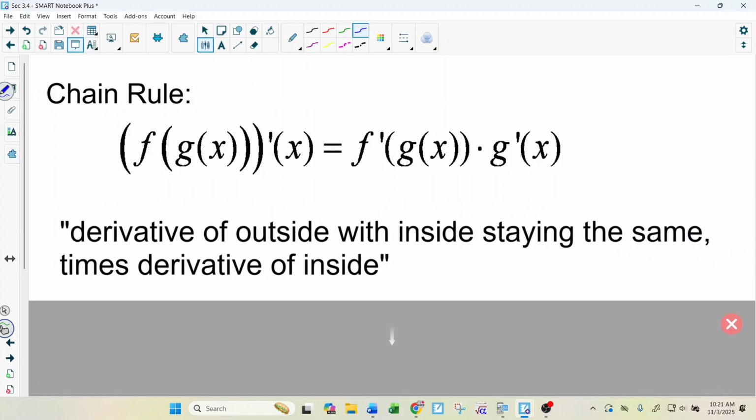So for chain rule, we're going to say this. Derivative of the outside with the inside staying the same times the derivative of the inside. So write that down and then we'll go through that. Derivative of the outside with the inside staying the same times the derivative of the inside.